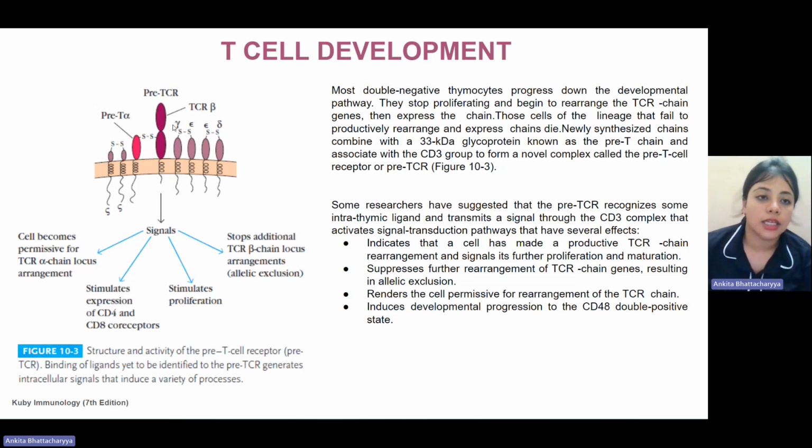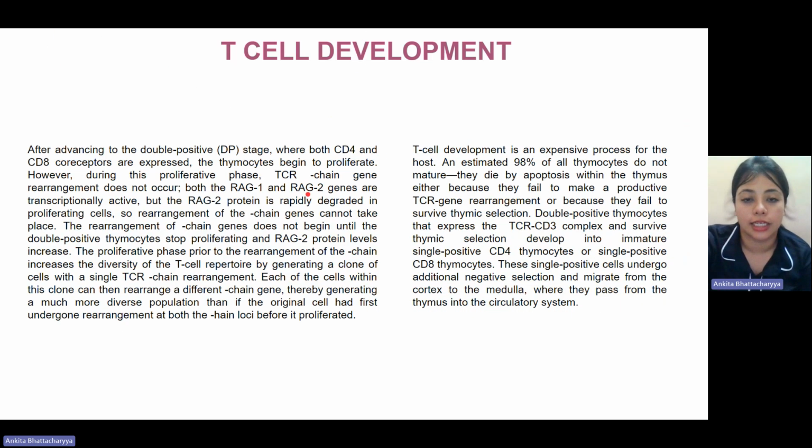Second, it suppresses further rearrangement of the TCR beta chain genes, resulting in allelic exclusion. Third, it renders the cell permissive for the rearrangement of the TCR alpha chain. Fourth, it induces developmental progression to the CD4 CD8 double positive state. So these are the different events that occur in the time course of T cell development after a productive rearrangement has been found.